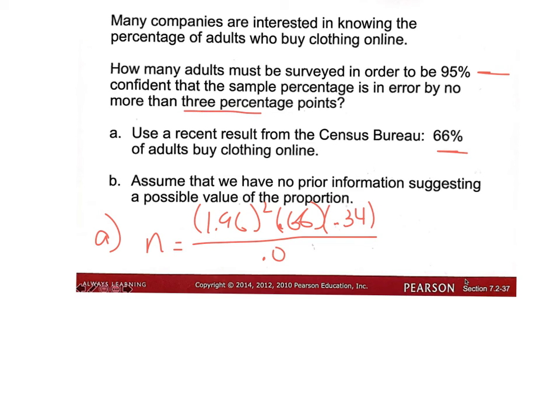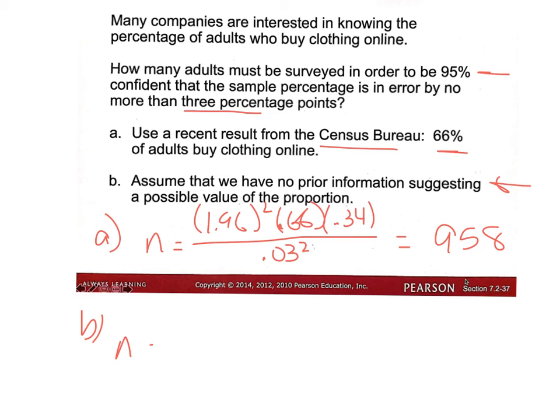Now the margin of error they told me is 3 percentage points. Don't forget to change it to a decimal first before you square it. We've got a bunch of stuff to punch in my calculator. So I'm going 1.96 squared times 0.66 times 0.34, all that divided by 0.03 squared. My sample size comes out 957.8, but remember, we always round up to the next whole number, so 958 looks good.